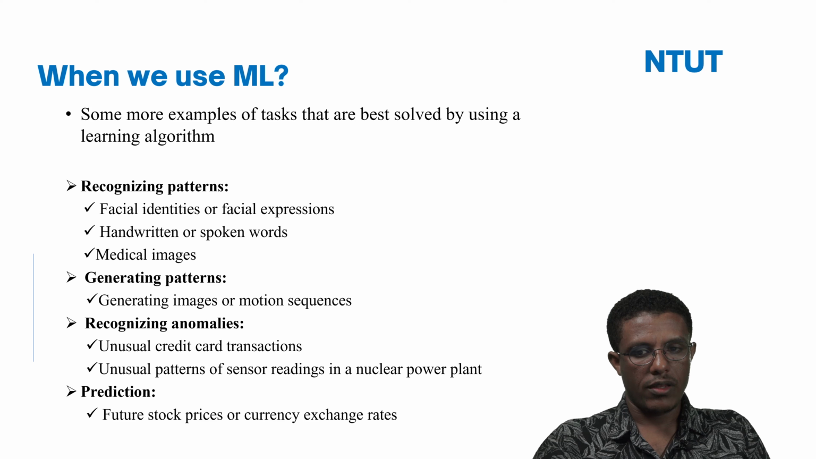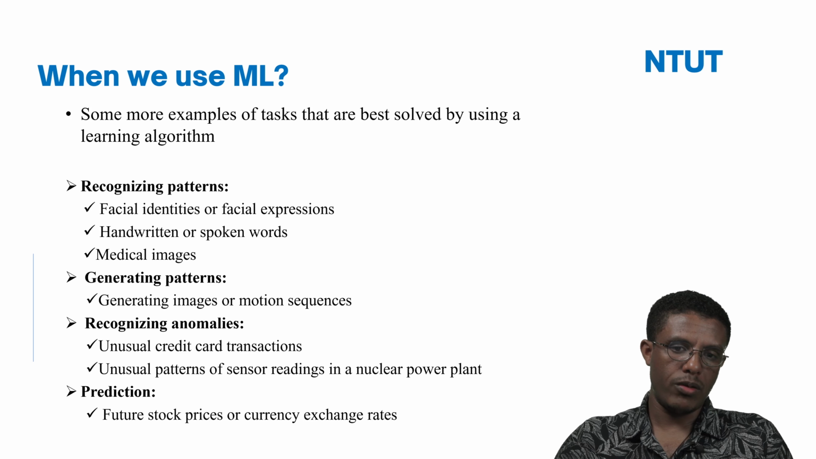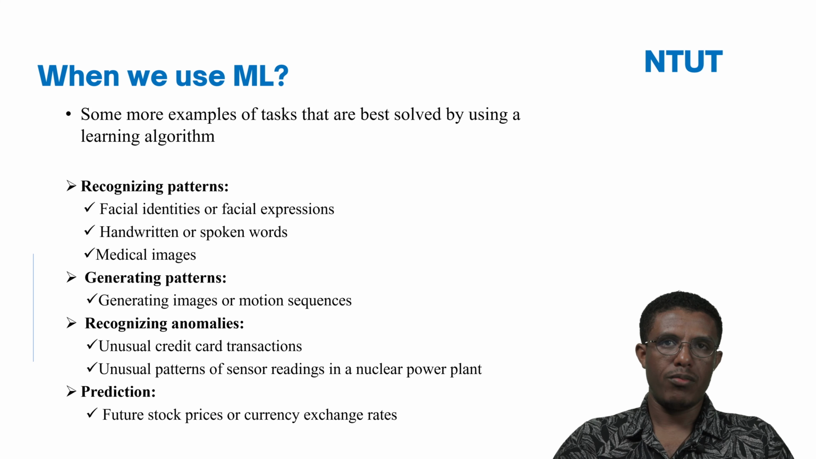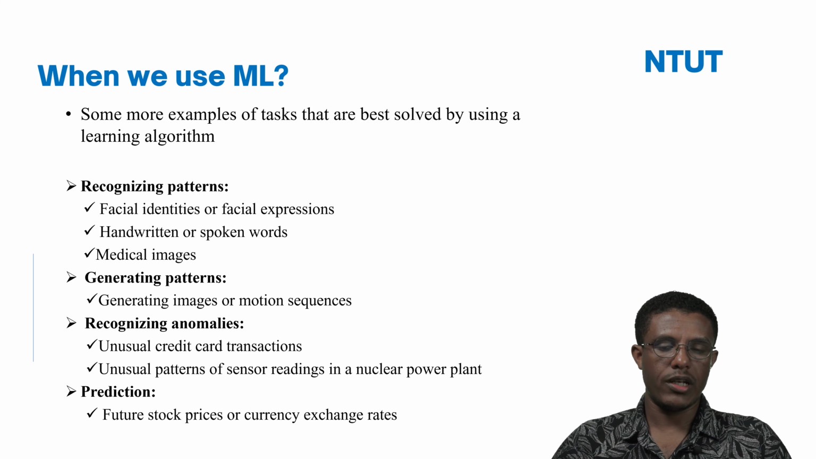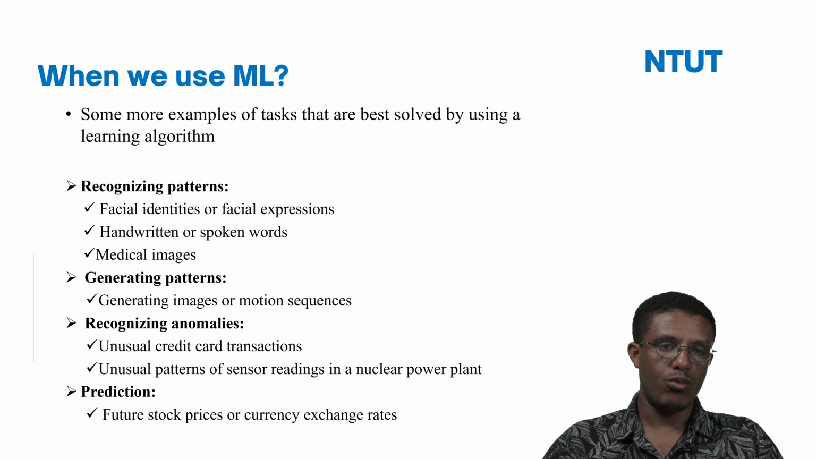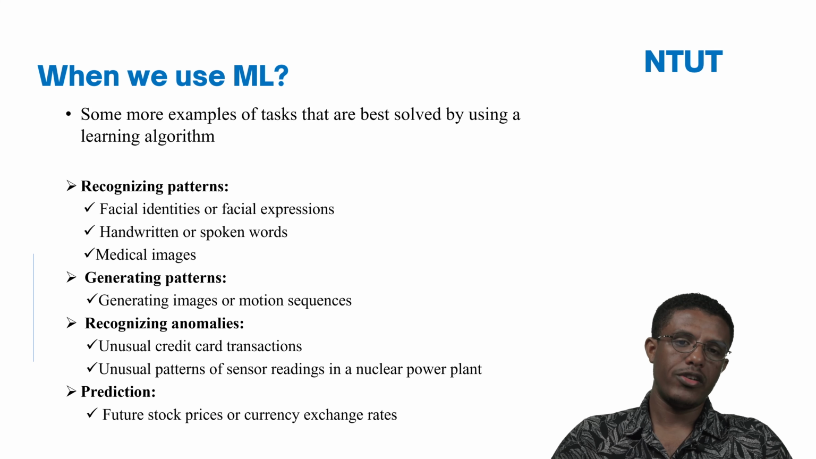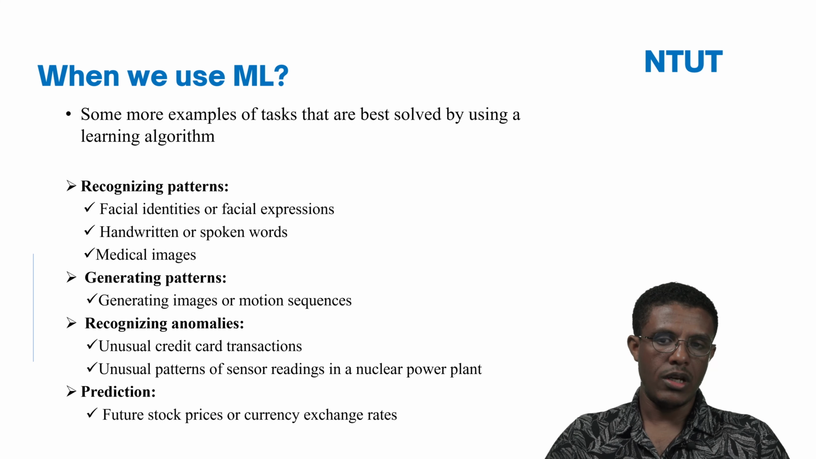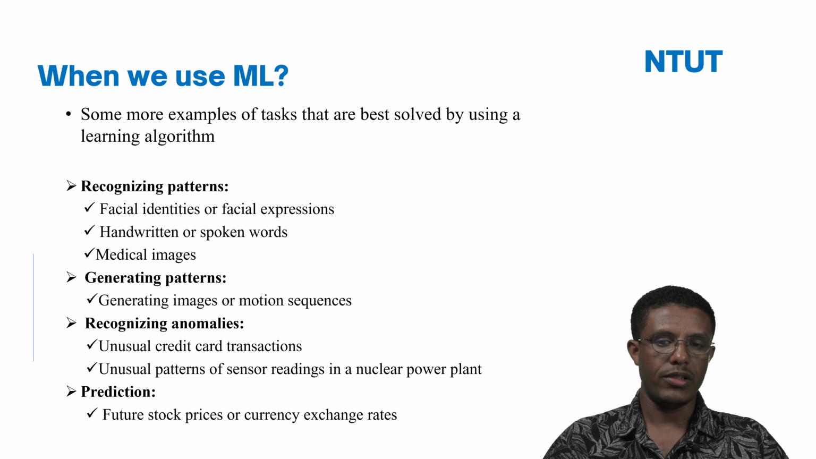In order to predict, for example, the stock price or currency exchange rates, we can give the data from maybe the past few months or weeks, and train the model on that. Based on those past experiences, the model can predict the future stock prices or the currency exchange rates. So this is the way, why and when we use machine learning algorithms in different tasks.